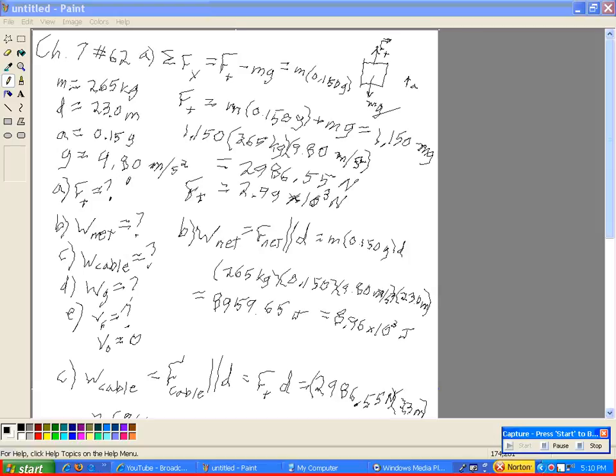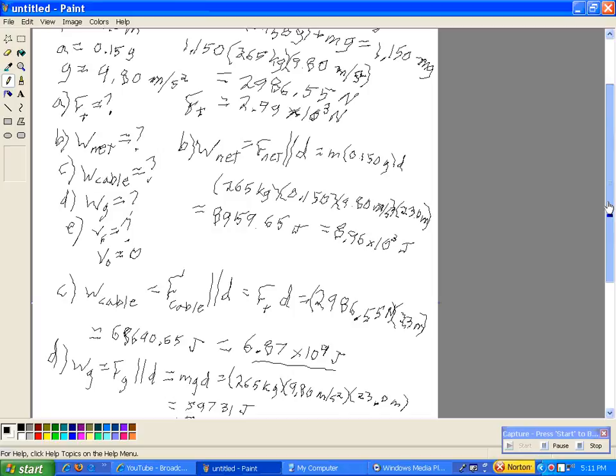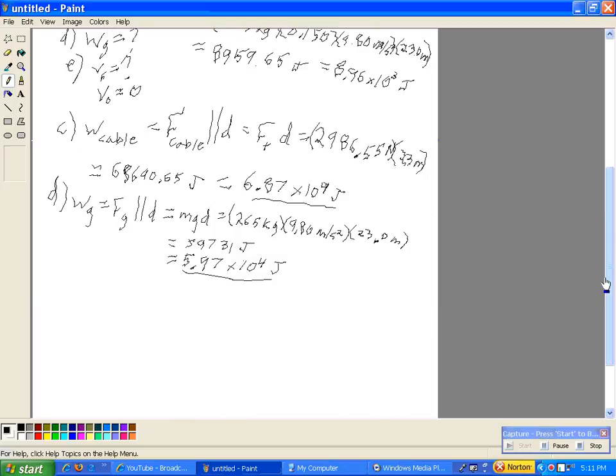Alright, so with Chapter 7, number 62, we found all sorts of work situations, work done by the cable, work done by gravity, the total work. We are next asked to find the final velocity of the object, assuming that the initial velocity is 0 meters per second. What is the final velocity? So we can do that down here.